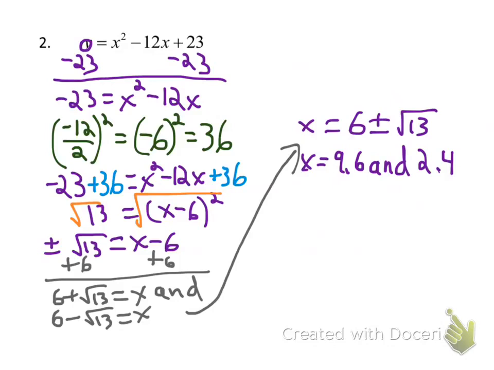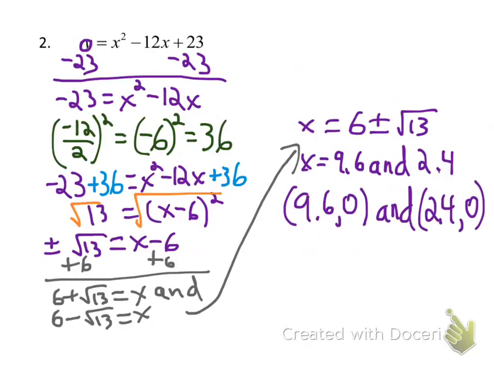And again, if we wanted to write those answers as x-intercepts, because that's really what they are, we could say that the final answers are 9.60 and 2.40. Again, that's where the parabola would cross the x-axis at those 2 points. And there you have it for problem number 2.